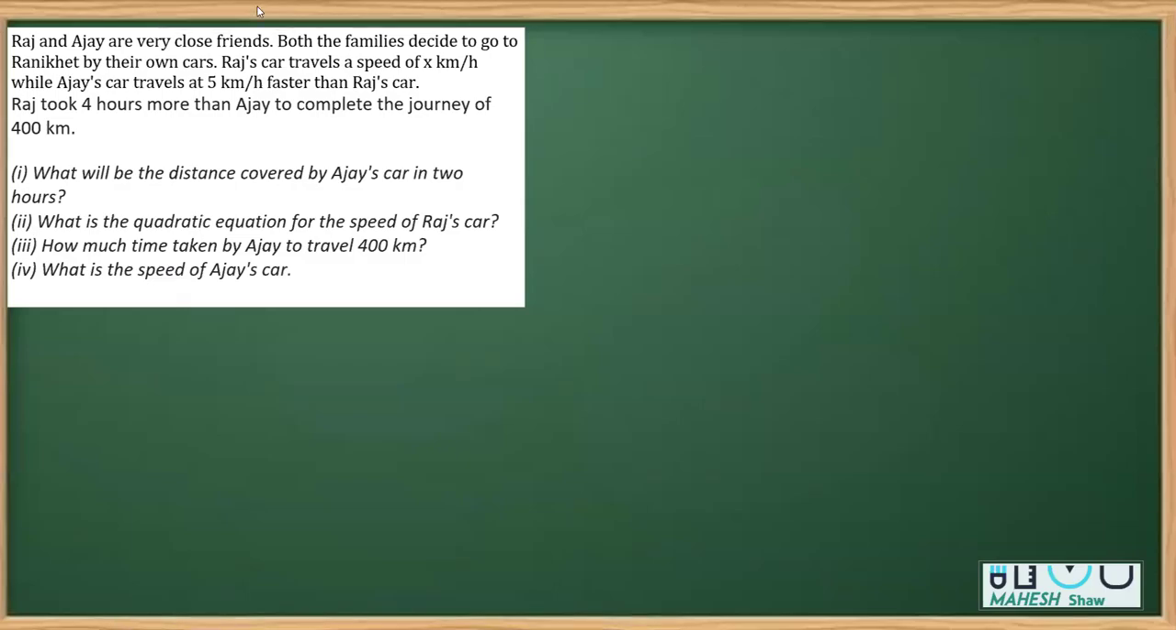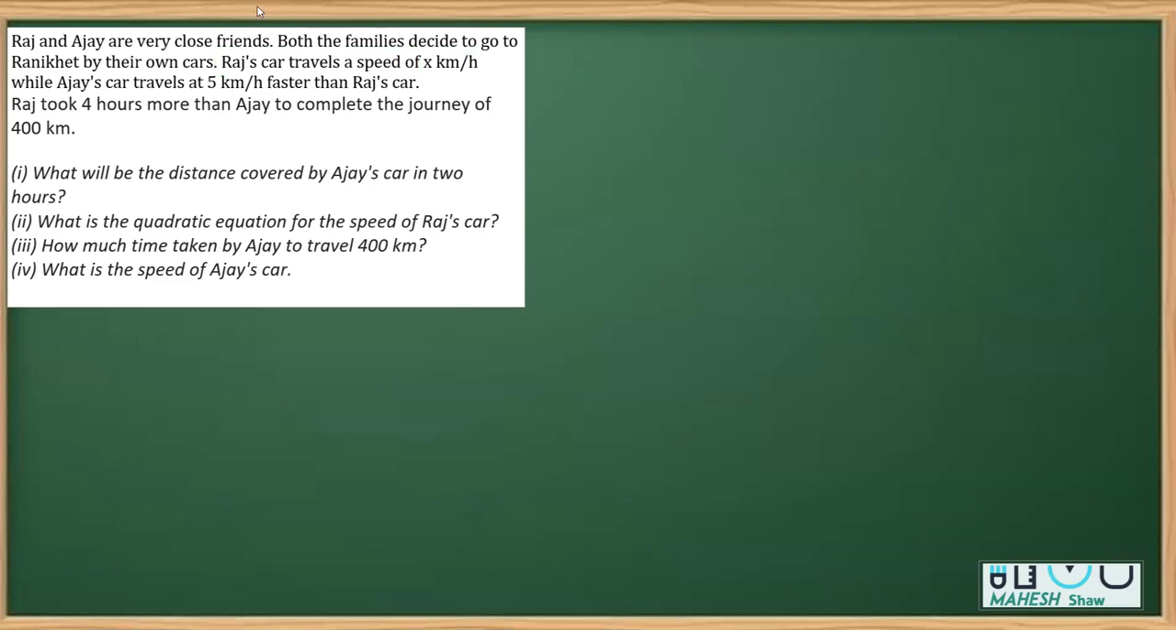We have one case study question from the chapter quadratic equation. In this question, it says Raj and Ajay are very close friends. Both the families decide to go to Ranikhet with their own car. Now, further it says that Raj's car is traveling with a speed of x.